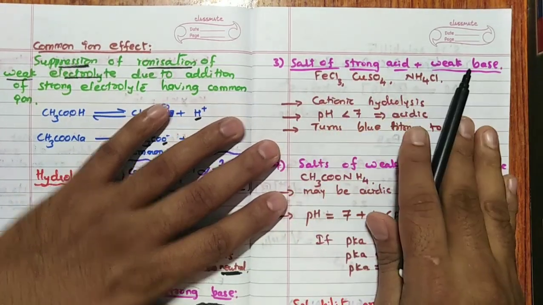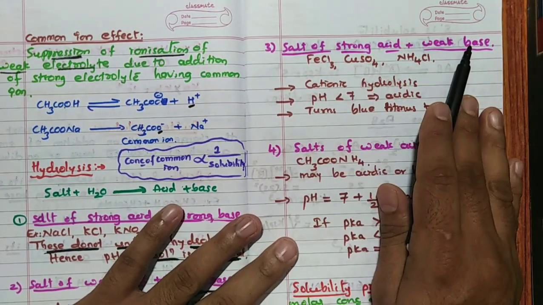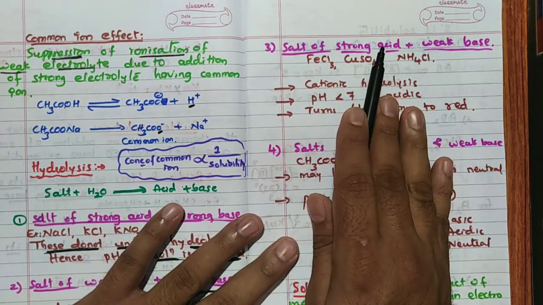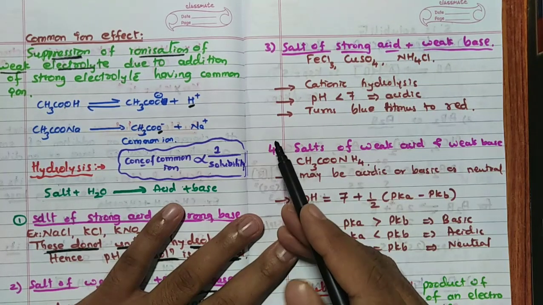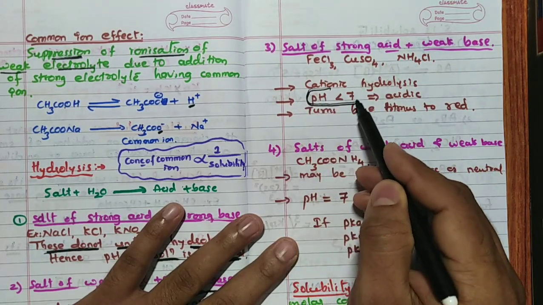Similarly, here you can see strong acid, weak base. See, strong acid, weak base, which is stronger? Acid is strong. So, acid strong means pH should be less than 7. pH less than 7 is nothing but acidic in nature.